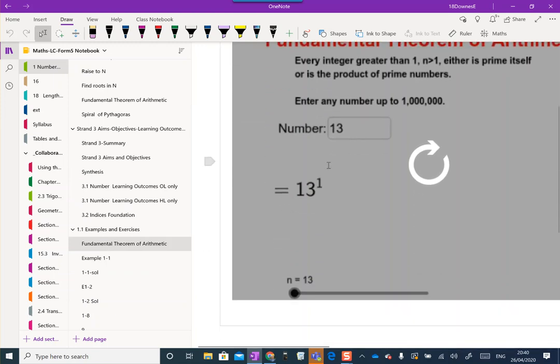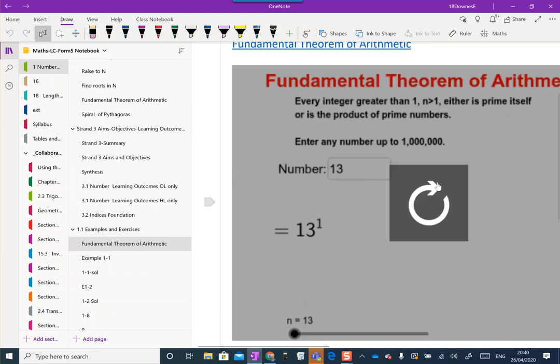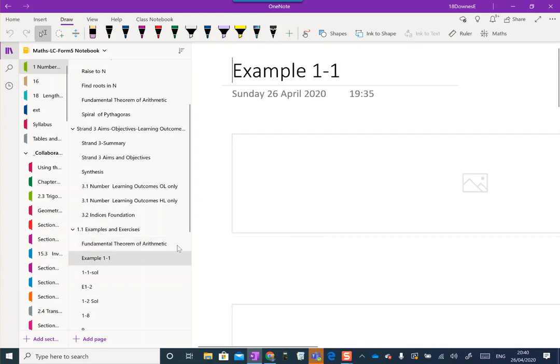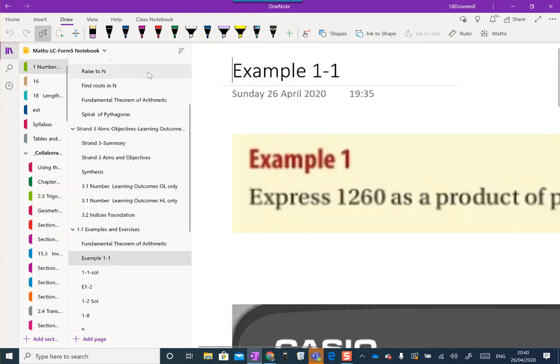So the key to this chapter really will be the fundamental theorem of arithmetic, which says that every integer greater than 1 is either prime or a unique product of primes. Okay, we'll just jump straight in. You'll understand how that works. You should know that by now.